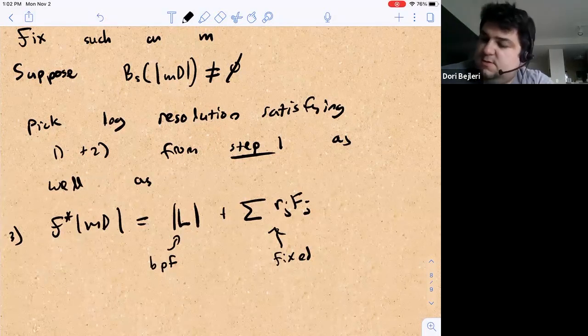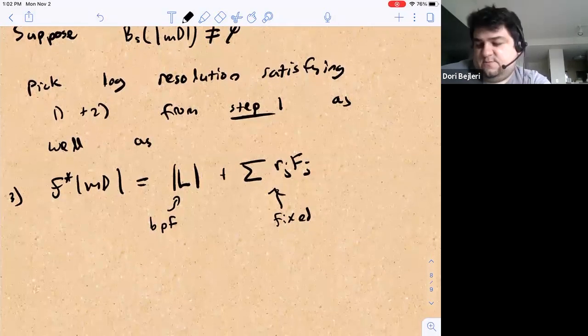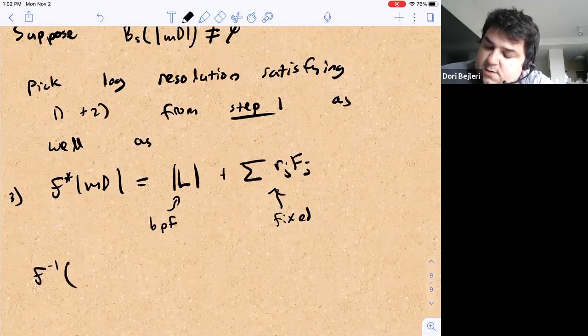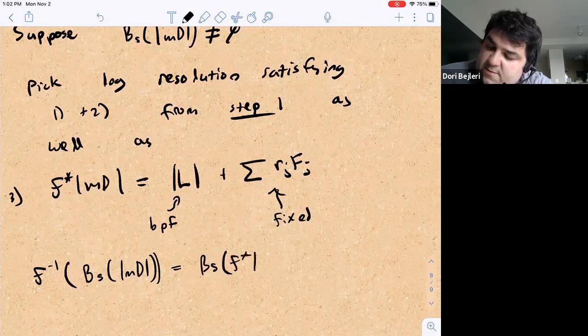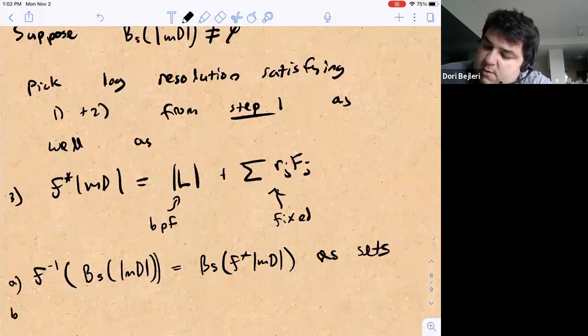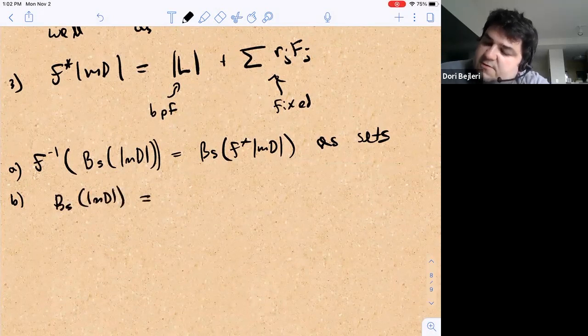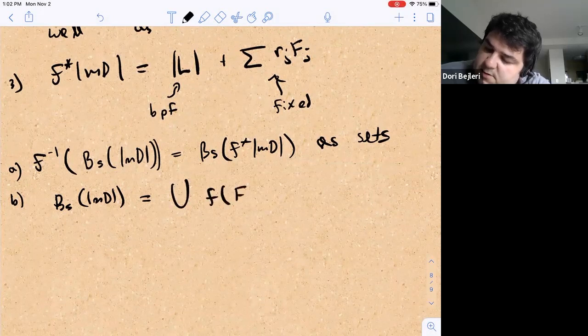Okay, so now the observation is that when you impose property 3 on your resolution, then you actually have that the preimage of the base locus of MD, at least set theoretically, is equal to the base locus of f upper star MD as sets, and the base locus downstairs is equal to the union of the images of these Fj's.